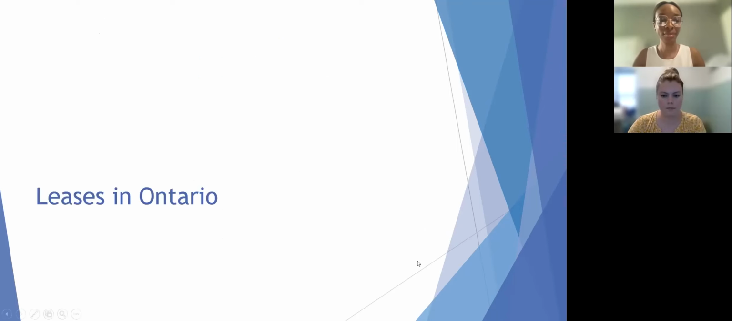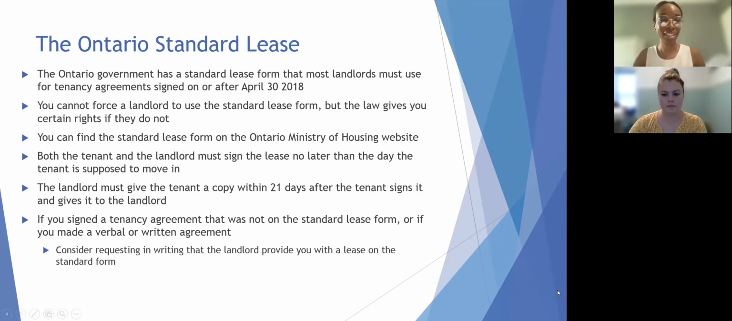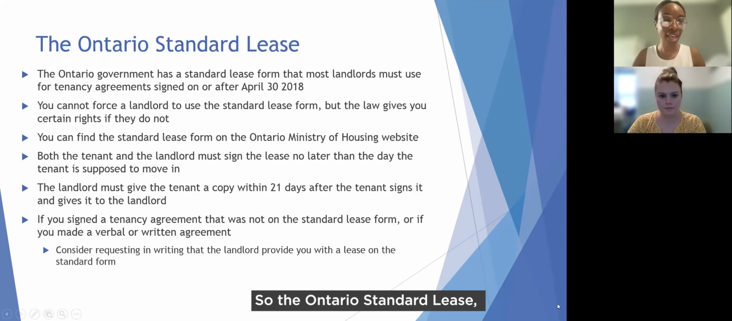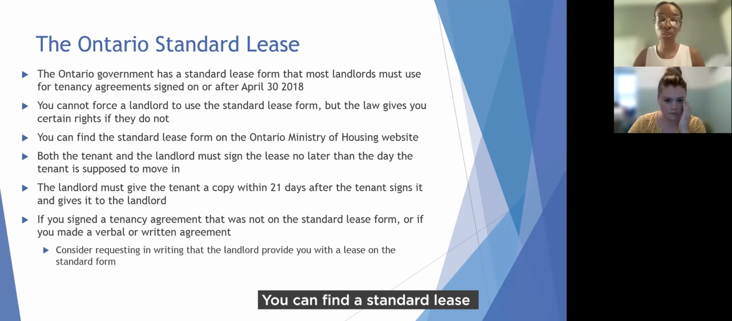So I'm just moving on to leases in Ontario. The Ontario Standard Lease: the Ontario government has a standard lease form that most landlords must use for tenancy agreements signed on or after April 30th, 2018. You can't force the landlord to use the standard lease form, but the law gives you certain rights if they choose not to use that. You can find the standard lease form on the Ontario Ministry of Housing website.